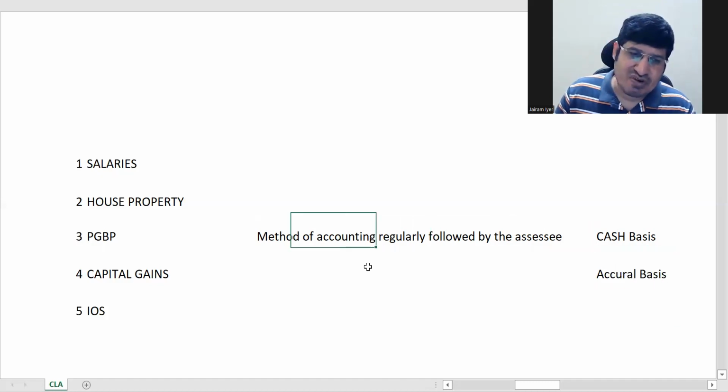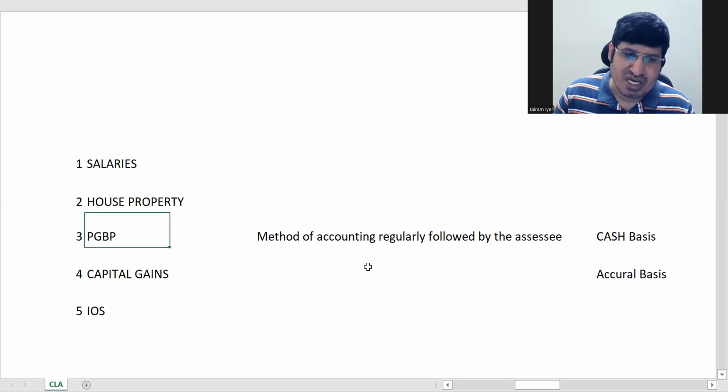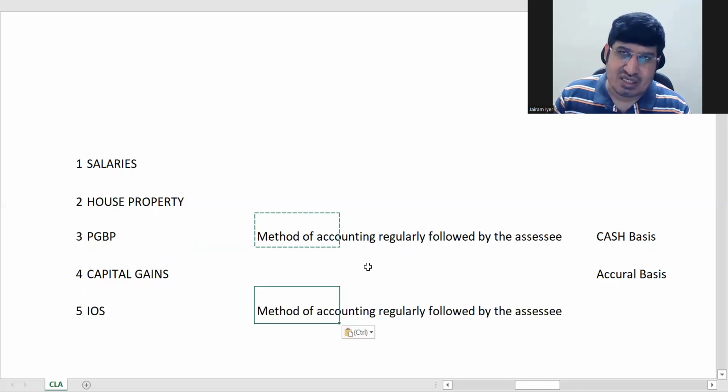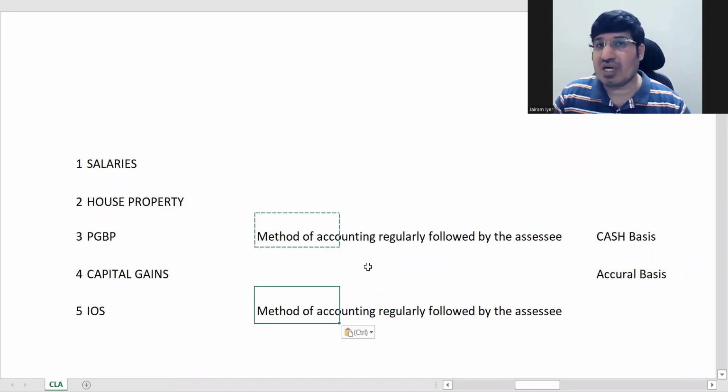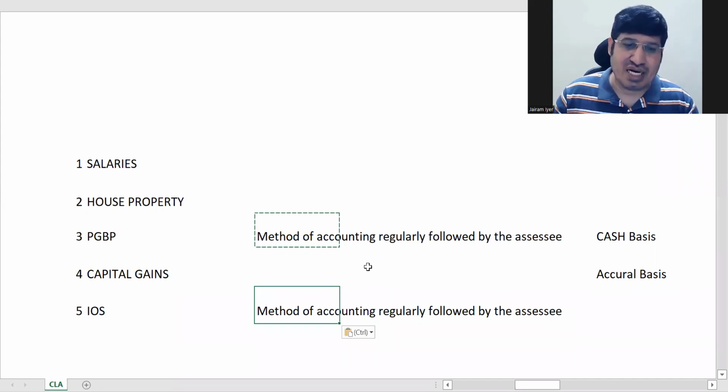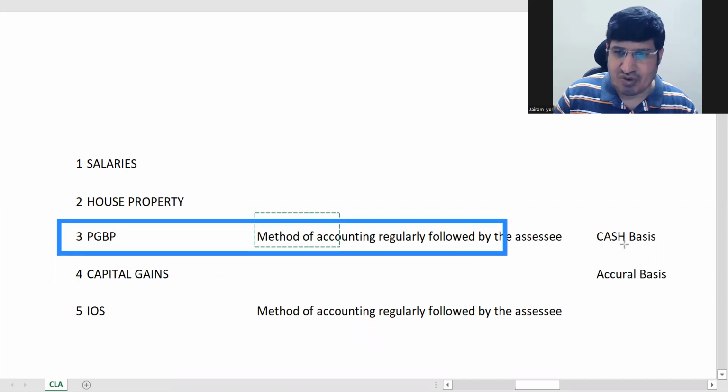So for your PGBP and IOS, income from other sources, the method of accounting followed is important. Whatever method of accounting they are following, while doing the tax assessment you have to follow the same. Once they have chosen a method of accounting, they also cannot change it without sufficient reason. Just because their profit is appearing to be less, they cannot change it, right? So always remember that for 3 and 5, the method of accounting followed by the assessee is important.